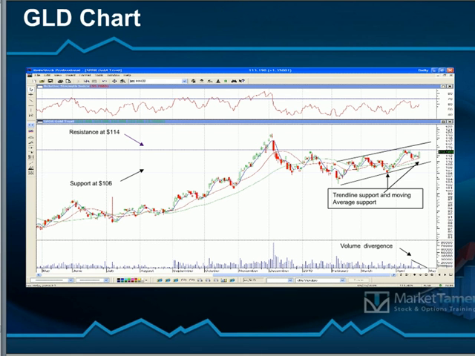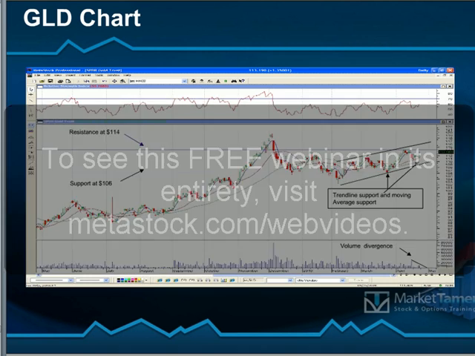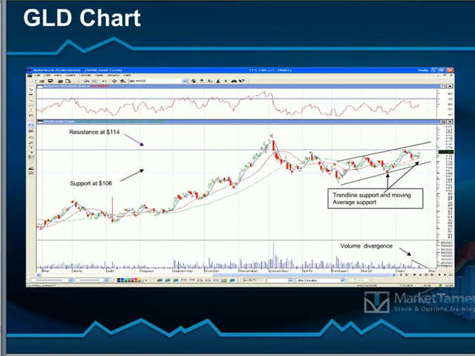So here's a chart of gold. This is as of Friday. It's on an uptrend for sure. It is above the 5-day moving average, which is something that we use quite a bit. We've got trend line support, moving average support. We've got a bit of a volume divergence. And we've got support at 106 and resistance at 114. To me, that looks like pretty major support in the near term.